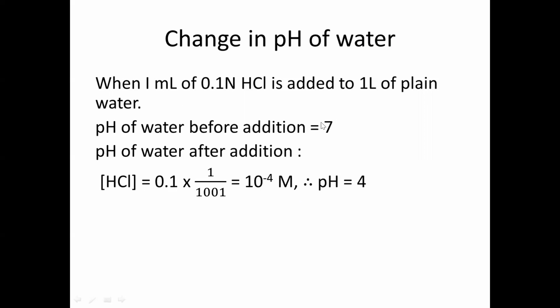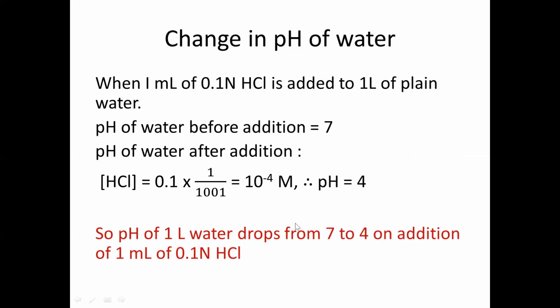So when we add 1 ml of 0.1 normal HCl to 1 liter of water, that is 1000 ml of water, the total volume becomes 1001. In 1 ml it was 0.1 molar, and in 1001 ml it will be 10 raised to the power minus 4 molar. So 10 raised to the power minus 4 molar HCl will have a pH equal to 4. Now you see, on addition of 1 ml of 0.1 normal HCl to plain water, the pH has dropped from 7 to 4. So this is a sharp drop in pH.